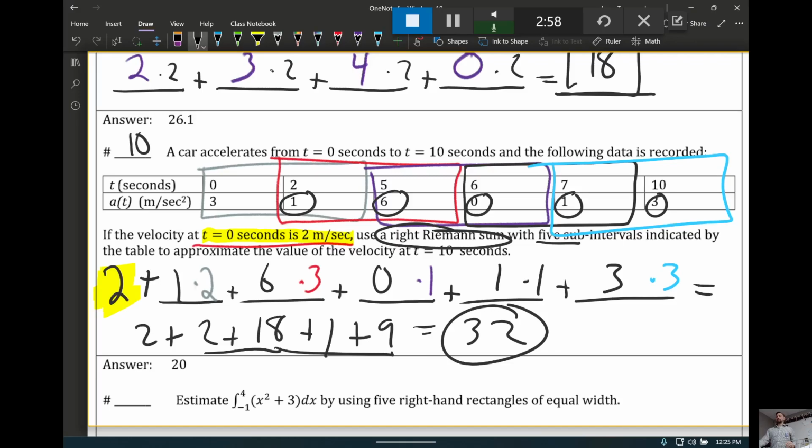But remember, if you want to know where something is at a specific time, the area under the curve just tells you how it changes. Make sure that you also know where it starts, if you want to know its actual position, or actual velocity in this case.